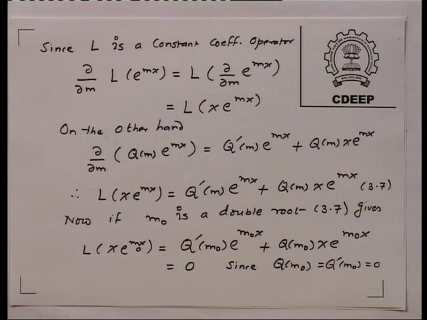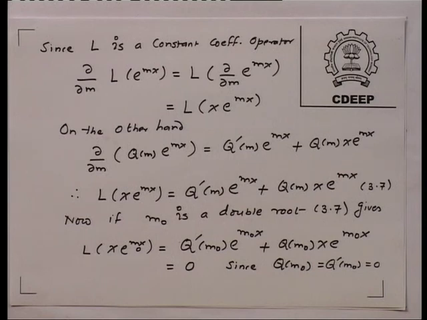Now we substitute m naught in place of m, and what do you get? L of x e to the power m naught x equals q prime of m naught into e to the power m naught x plus q(m naught) into x e to the power m naught x. But we know that m naught is a root of multiplicity greater than 1. So q of m naught is 0 and q prime of m naught is 0. So both terms on the right hand side are 0. So L of x e to the power m naught x equals 0. So x e to the power m naught x is also a solution of the ODE, that is also in the kernel of L. So now we have two things in the kernel, namely e to the power m naught x and x e to the power m naught x.